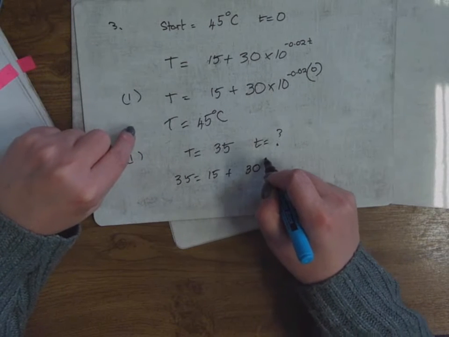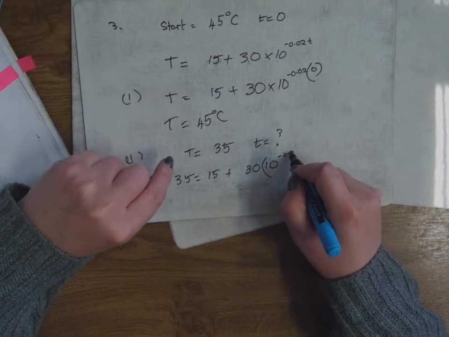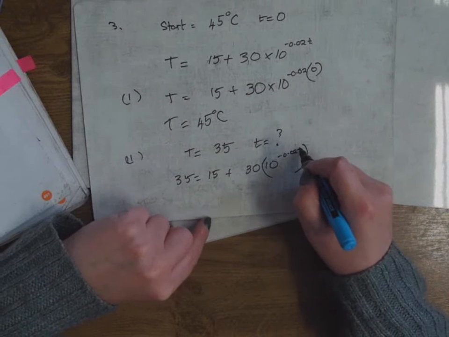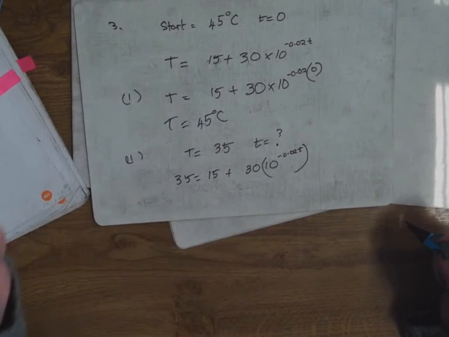Is that okay? So fill in capital T is 35 equals 15 plus 30. Can I just change that multiply to a bracket? The reason I want to change it to a bracket is because it's starting to look like an X and I don't want it. So I just change that multiply sign to a bracket. Are we good with that?